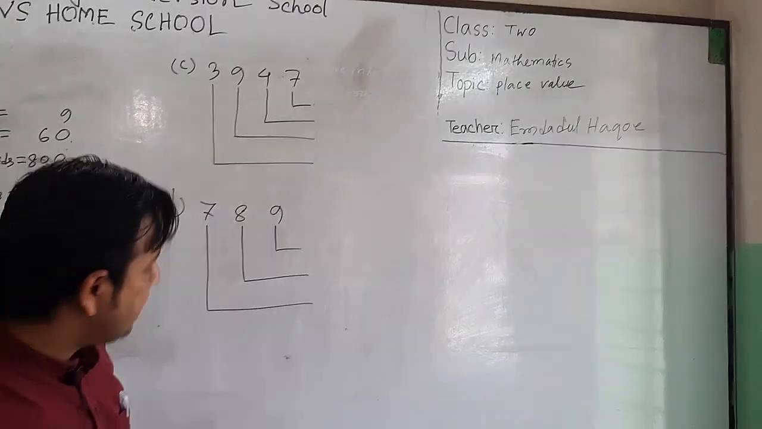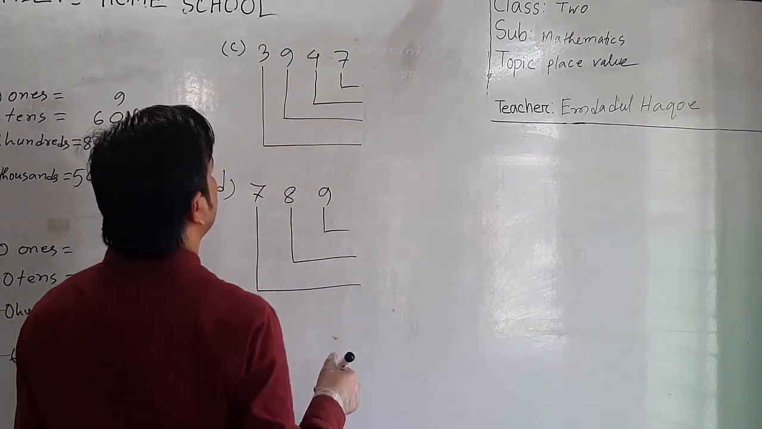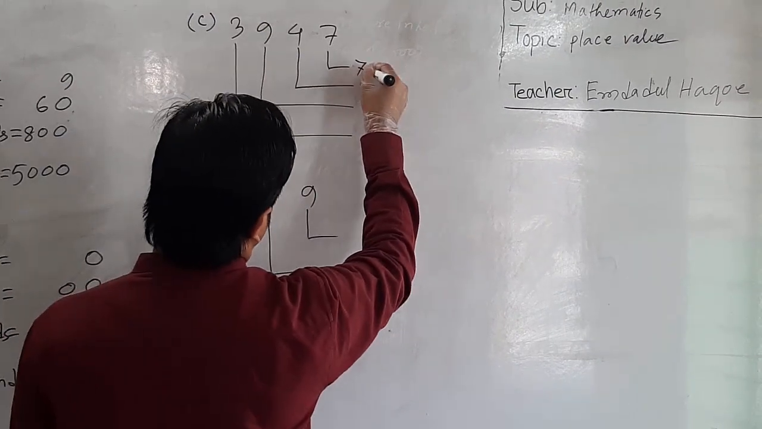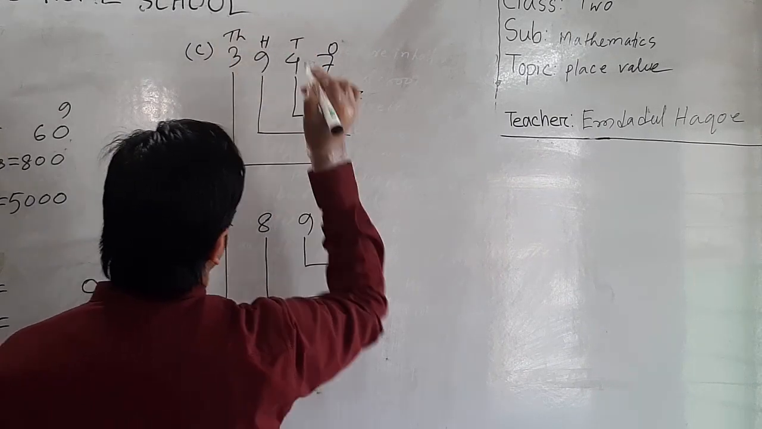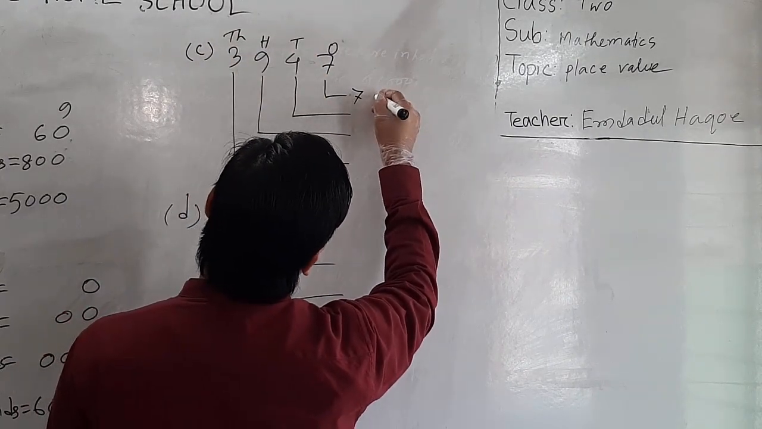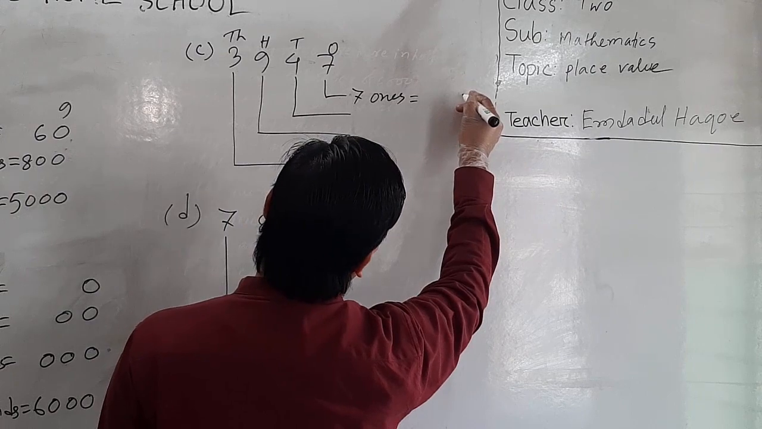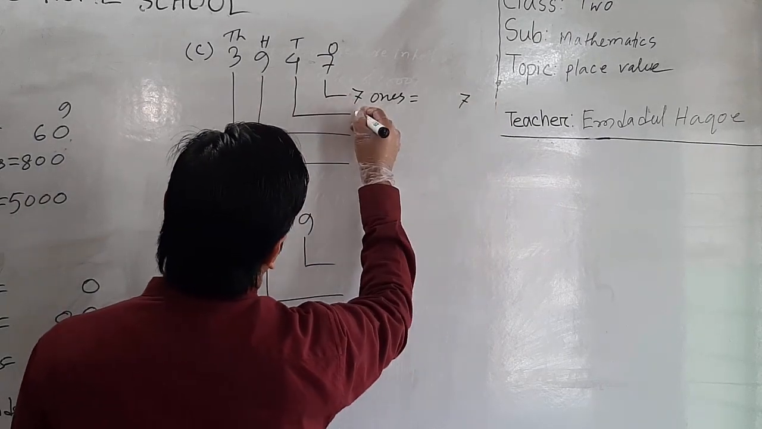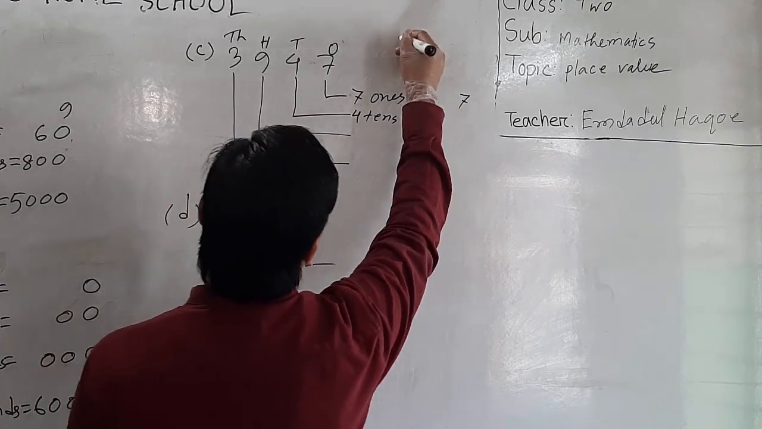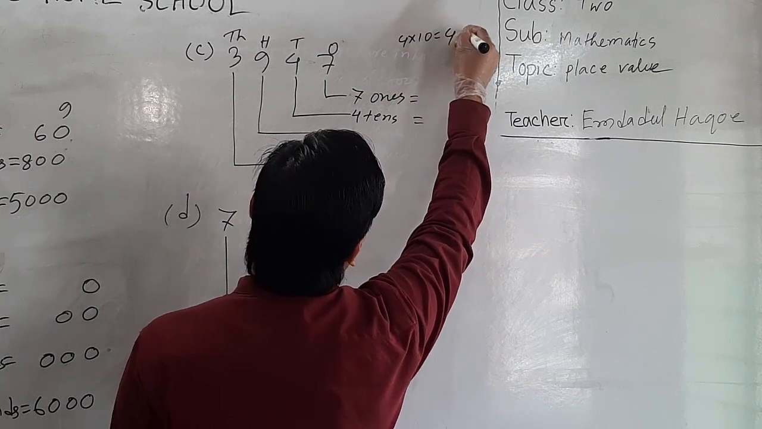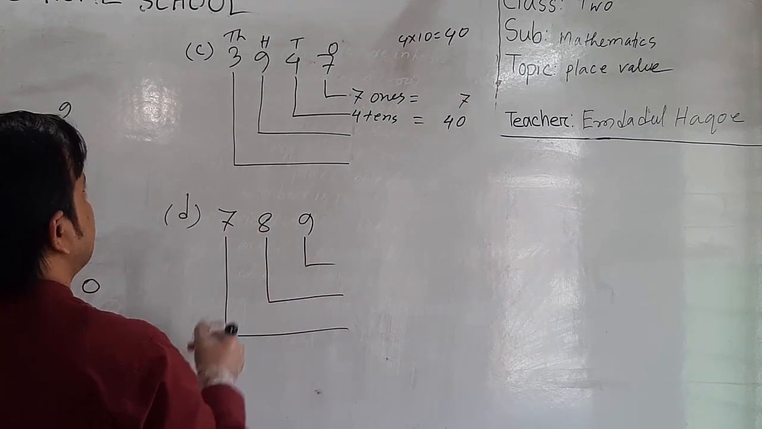Question C. Here first number is 3947. We have to show the place value of the digits in this number. This is ones position, tens position, hundreds position, thousands position. So we can write 7 ones. So if we multiply 7 by 1, it will be 7. Then 4 tens. If we multiply 4 by 10, it will be 40. So we can write here place value of 4 in this number is 4 tens means 40.